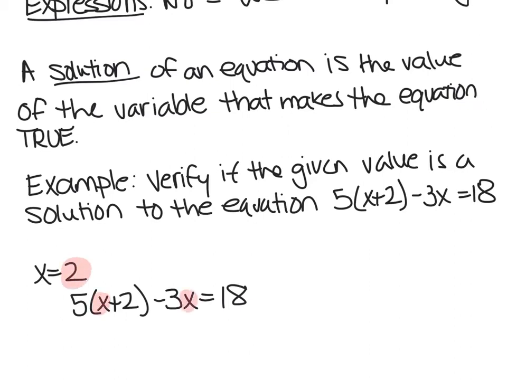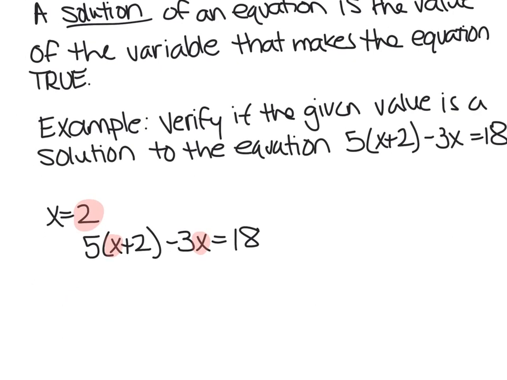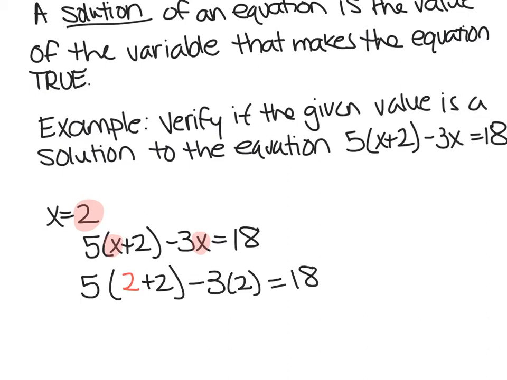So everywhere I see an x, I'm going to put some parentheses and then put a 2 instead. So this is 5 times, instead of an x, I'm going to put my 2, plus 2 minus 3, and then instead of an x, this is times 2. I put parentheses around it because if I didn't, it would look like the number 32, but that's 3 times 2 equals 18. So now all we're going to do is multiply, combine like terms. We're simplifying the left-hand side. So this is 5 times 2 plus 2 is 4. 3 times 2 is 6.